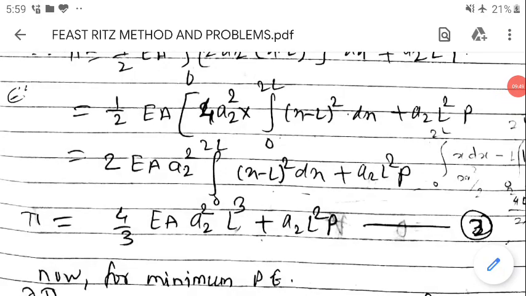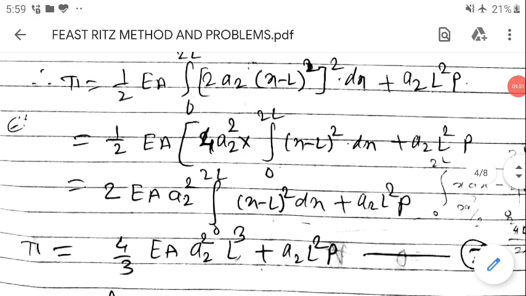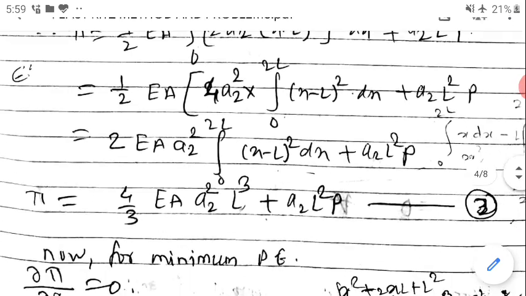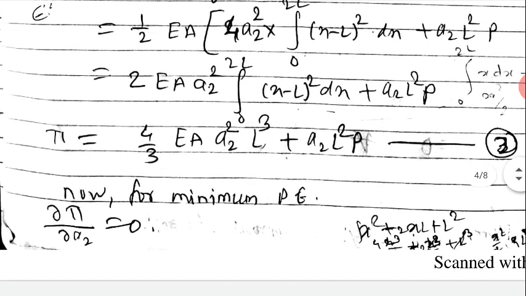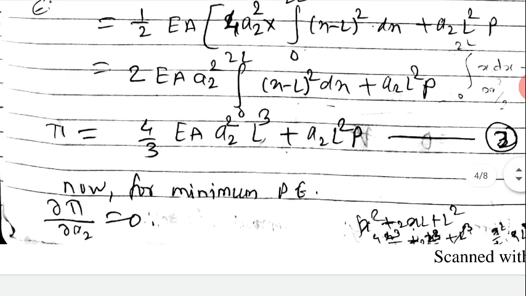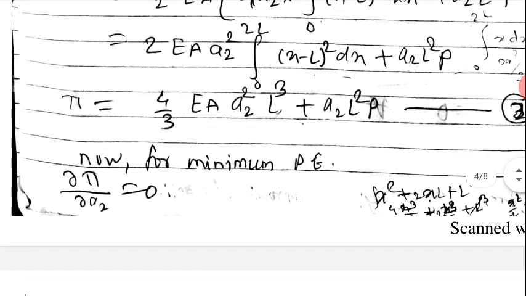If we take the integration of this, by putting the values and the limits over here, we can get the final solution, that is pi is equal to 4 by 3 E A into A2 square L cube plus A2 L square P. This is equation number 2, and now it is time for putting the condition of minimum potential energy.